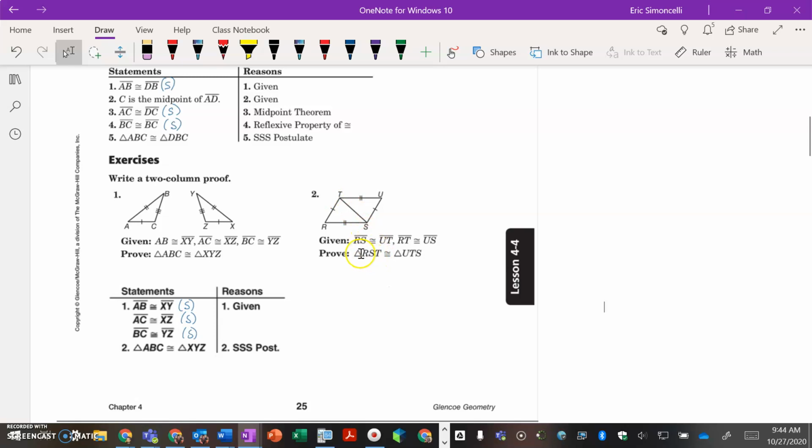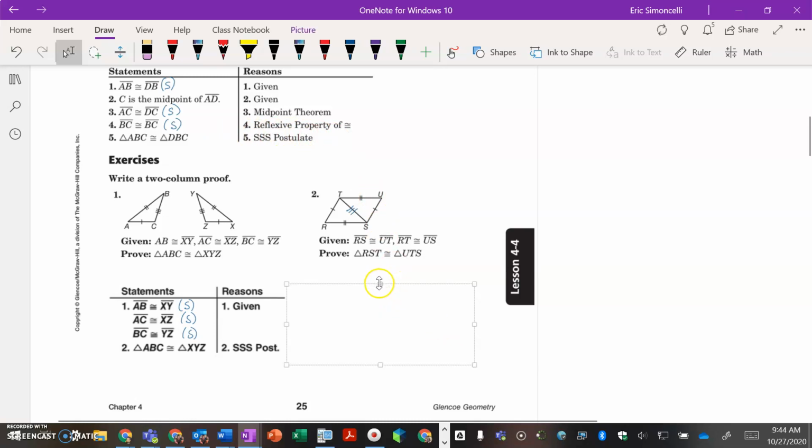That's what we're trying to prove. RS is congruent to UT, and yes, they're marked accordingly. RT is congruent to US. And the other part that you need to mark, even though it's not denoted in the given, is that TS, or ST, same thing, is congruent to itself. Like we saw back on step 4 from the example, this will be an important part to the process.